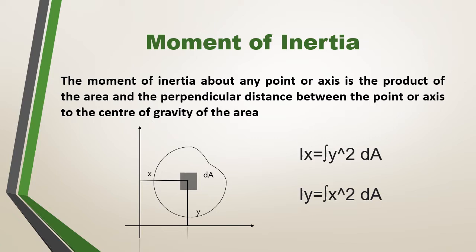Ix is equal to the integration of y square dA, that is area, integration with respect to area, and Iy is equal to the integration of x square dA. So this is the formula for the moment of inertia, and the moment of inertia is separated into two terms, first moment and then inertia.